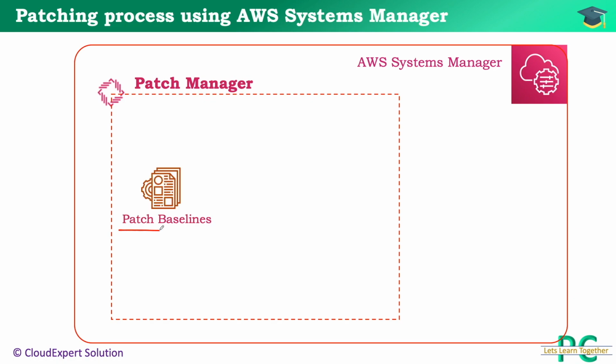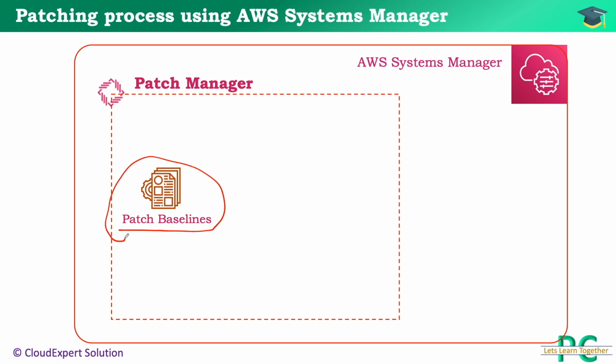To start with, first we have to create a patch baseline. Now the patch baseline is based on your operating system and what type of patches you want. Is that operating system patches? Is that security patches? Or is that an application patch? Obviously, do you want to apply in a development region or a production region? Based on that, you will be able to configure the patch baseline.